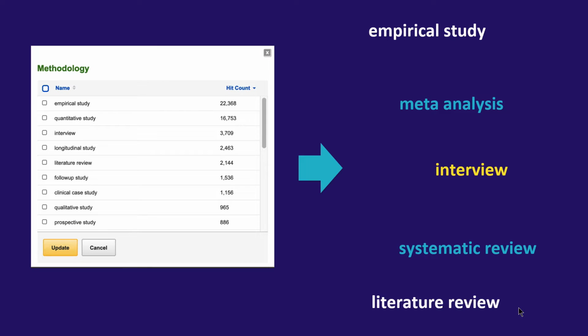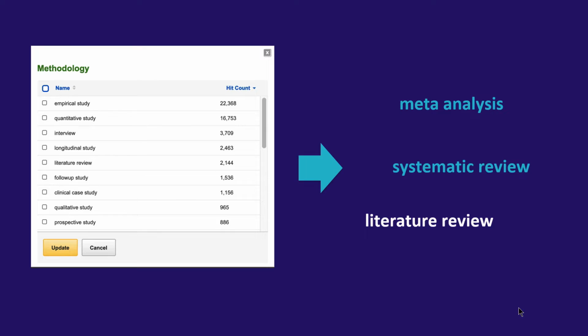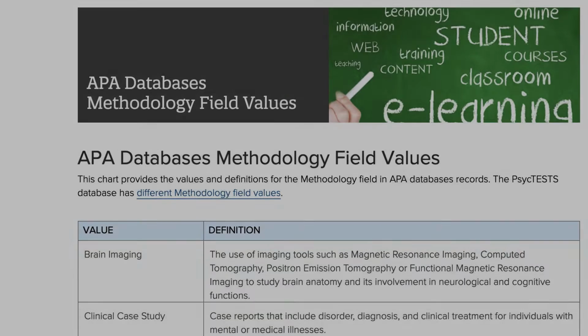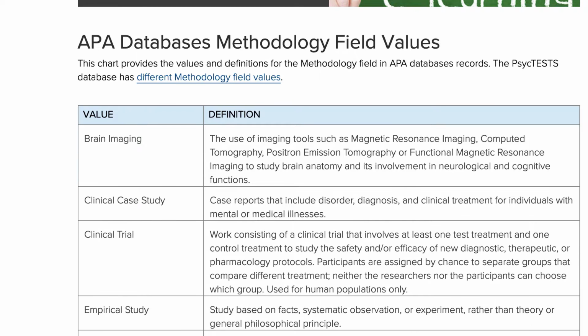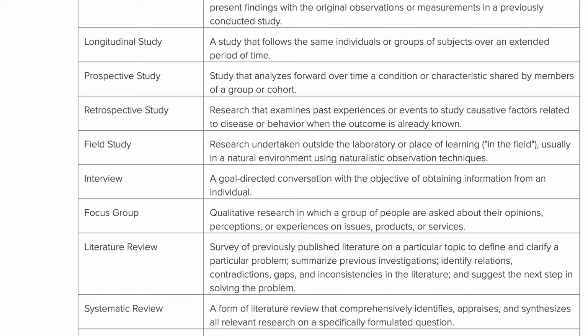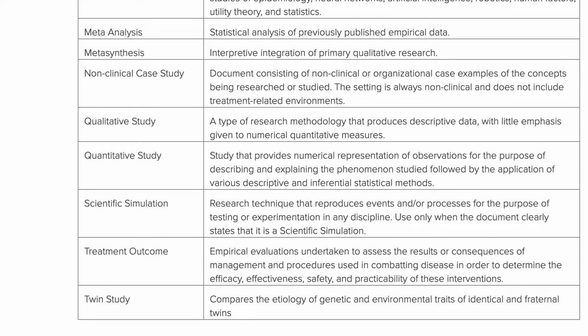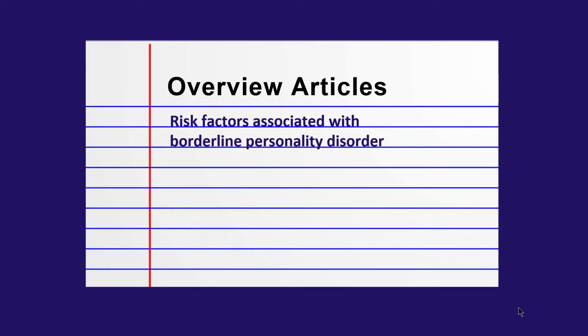In APA PsycInfo, you can use the methodology limiter to narrow your search to the exact study type or methodology that you need. The list shown here represents all of the methodologies that are currently used to index items in APA databases. For definitions of each methodology type, see the link in the video description. To explore this limiter, let's search for a few overview articles that focus on the risk factors associated with borderline personality disorder.